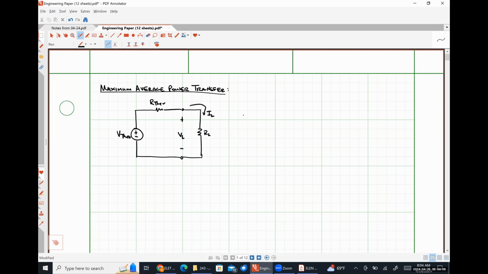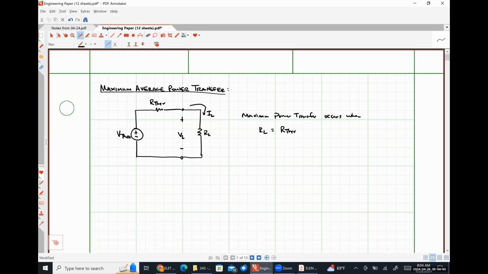We learned that maximum power transfer occurs when that load resistance RL is equal to the Thevenin resistance of the original circuit. You guys vaguely remember that? Okay.